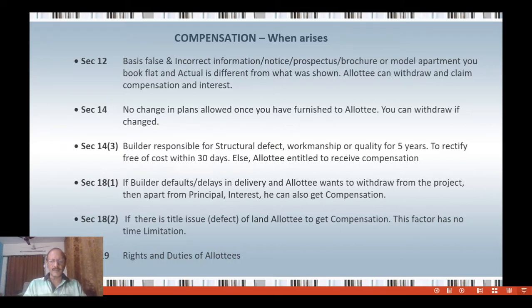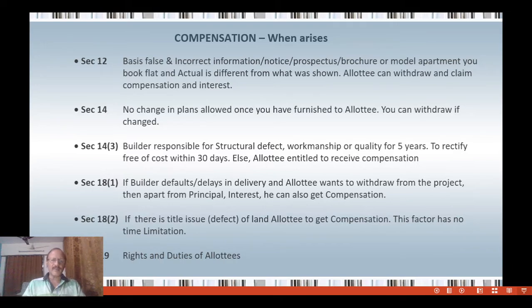While discussing compensation, we shall also discuss sections 12, 14, 18 and 19 in a little more detail, as these sections are very important from the consumer perspective and an understanding is a must. Section 12. We have seen this in the last video also. What is section 12? We'll again discuss it in much detail now.